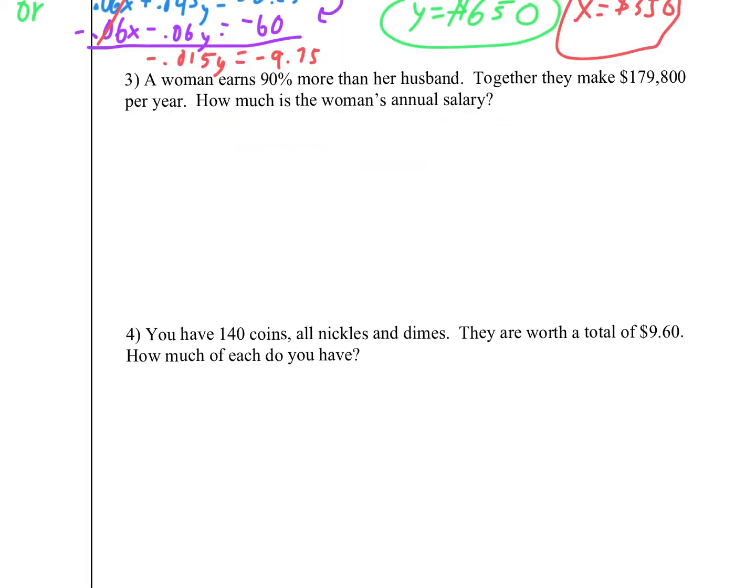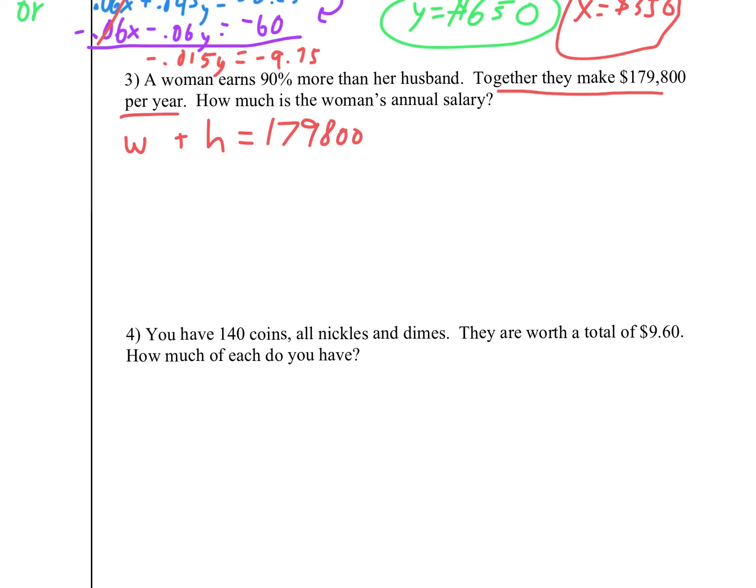All right, next up here, it says a woman earns 90% more than her husband. Together, they make $179,800 per year. So again here, I'm going to set up a system of equations. I think there's going to be an equation for each sentence. So I'm going to do the second sentence first. I think it's a little bit easier. So this one's saying together they make that much. So that just means the woman's salary plus the husband's salary is equal to that amount of money.